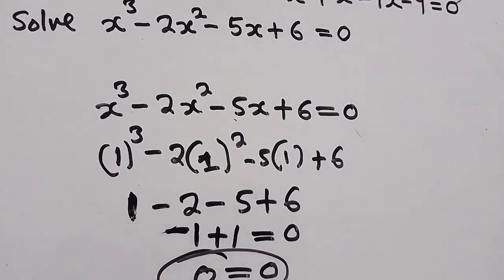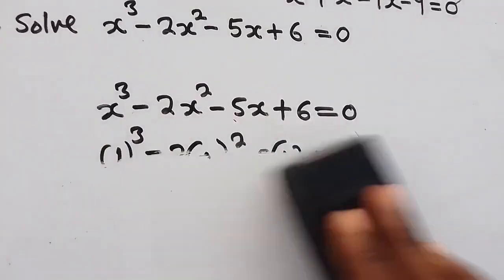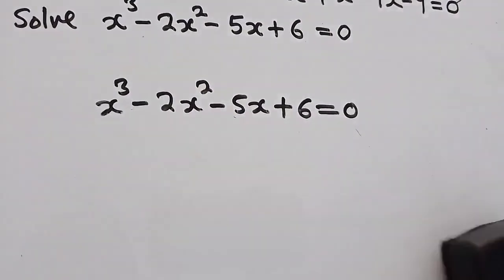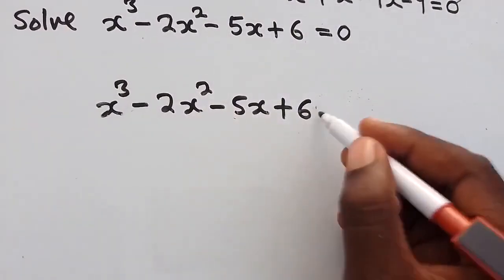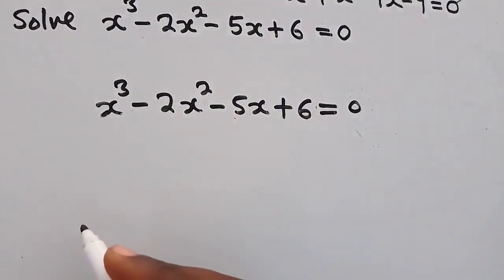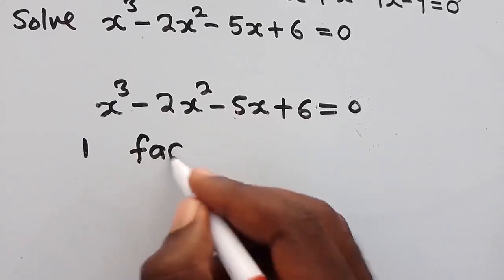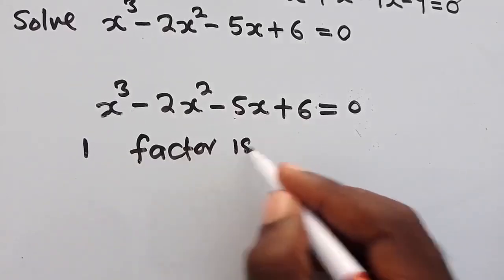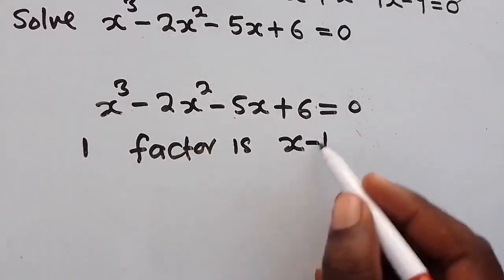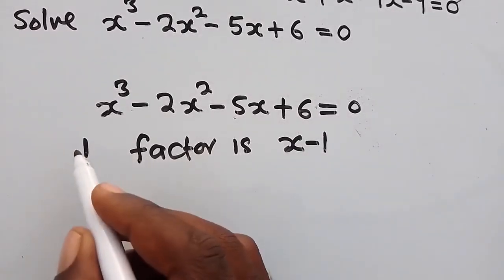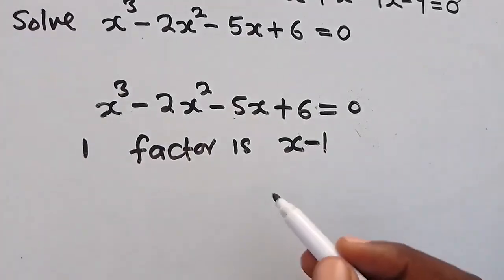So the factor now, I was putting 1. Since I was putting 1, the factor is x minus 1. If you were putting in negative 1 that gave you 0, here it must come positive 1. Just the opposite.